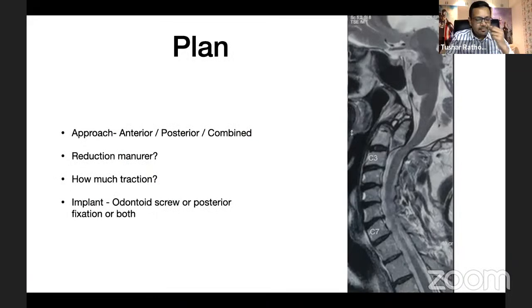So the dilemma here was whether to go anterior, posterior or combined, and what kind of reduction maneuver one can do for this case. Most important, the literature is pretty clear that these rare posteriorly displaced odontoid fractures are associated with respiratory arrest if you give too much traction, because these are inherently highly unstable injuries. Excessive traction may affect the brainstem and lower brainstem centers, and a lot of patients have gone into respiratory arrest. There's corresponding literature, which I'll show at the end. At this stage, I would like to take the opinion of the faculty on how they would approach this case.